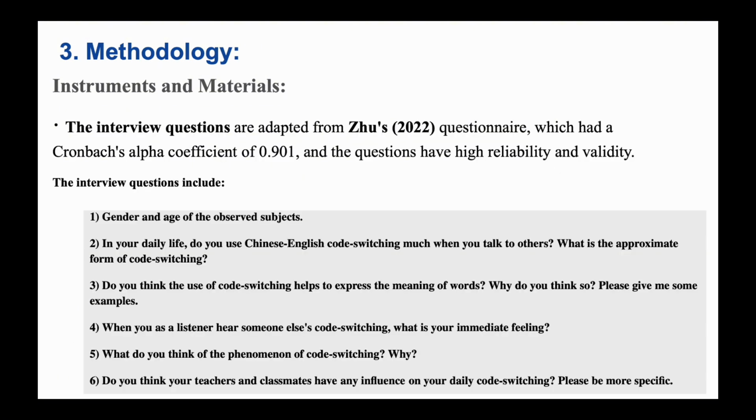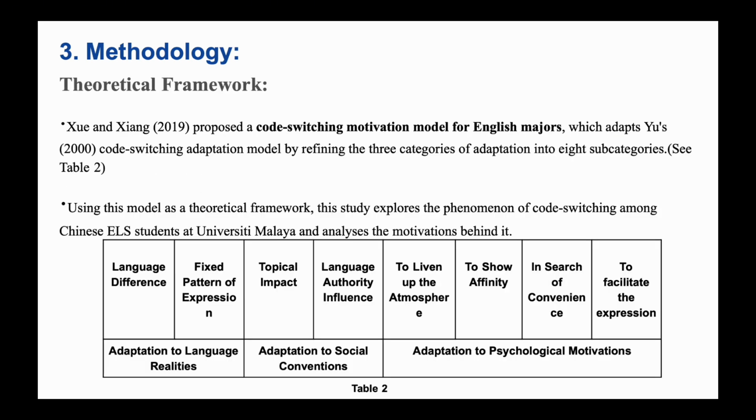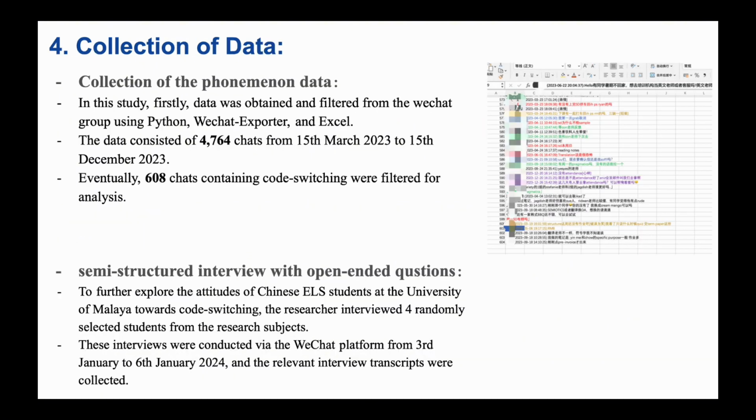The interview questions are adapted from Zhou's questionnaire, which has high reliability and validity. And we use Xue and Shang's code switching motivation model for English majors as our theoretical framework, referring to Table 2. About data collection, we used these tools to collect data. The data consisted of 4,764 chats from 5th March to 5th December 2023.